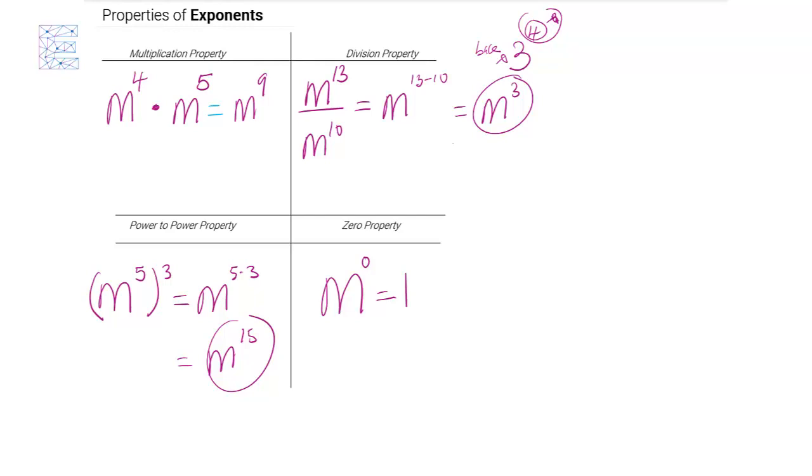One other thing that is worthy of mention is the rule that you should never ever leave your answer with a negative exponent. You should always strive to make any negative exponent a positive. The good news, it's really easy to do. And let me just illustrate that using an example.